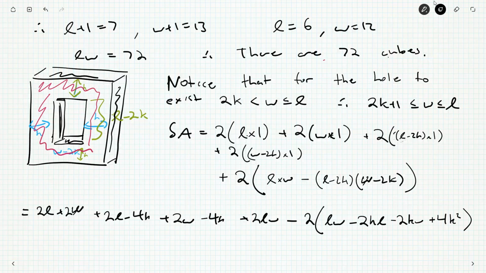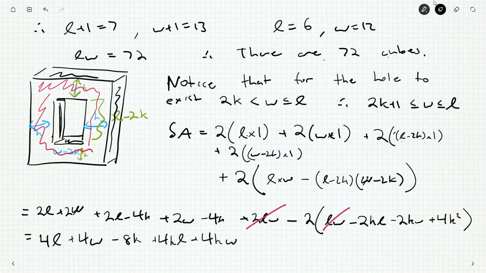Alright, what to do now? The 2 LW and this 2 LW will cancel. Maybe we'll get a quadratic in terms of K we need to solve for. 4L, 4W minus 8K, the minus 2 times minus 2, so plus 4KL plus 4KW minus 8k squared. Okay. Does this work?